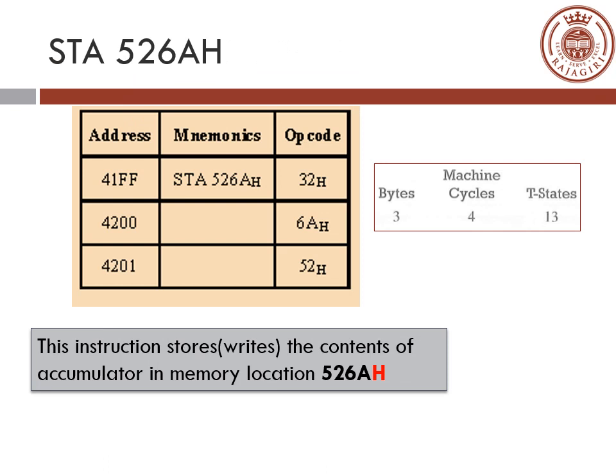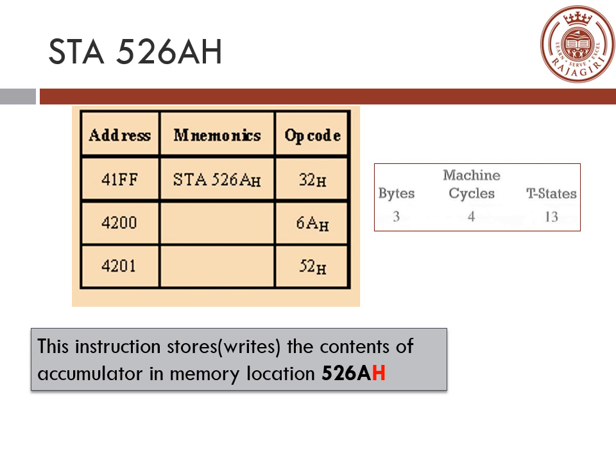The meaning of STA is that this instruction writes or stores the contents of the accumulator into the memory location 526AH. I'll repeat it. STA means this instruction will be writing the contents which are present in the accumulator to the memory location 526AH. Okay, so this is basically a 3-byte instruction, and so 3 memory locations are required to write the opcode.